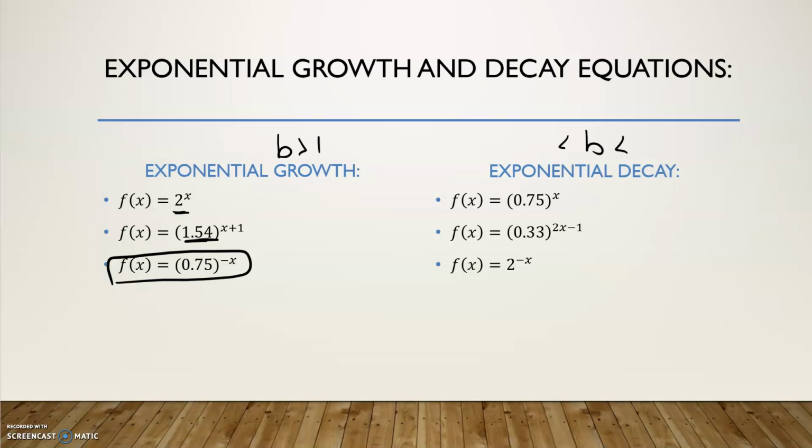Now, if b is between 0 and 1, you're going to have exponential decay. So notice this is less than 1 but bigger than 0. Now, keep this in mind right here. Notice that this is greater than 1, so you would think it's exponential growth. This is less than 1, so you would think it's exponential decay. But when you've got this negative right in front of x, what that negative does is it flips the function over the y-axis.